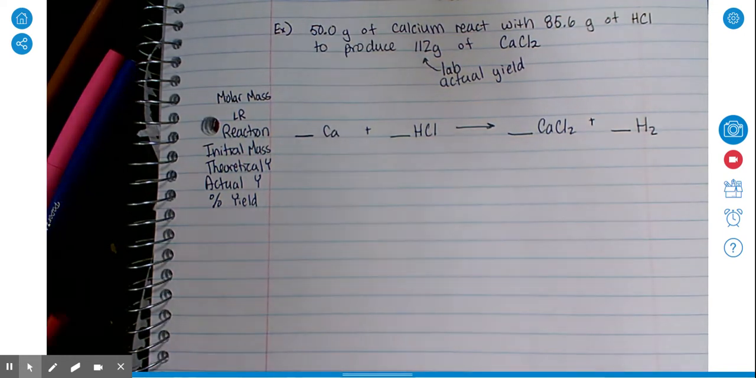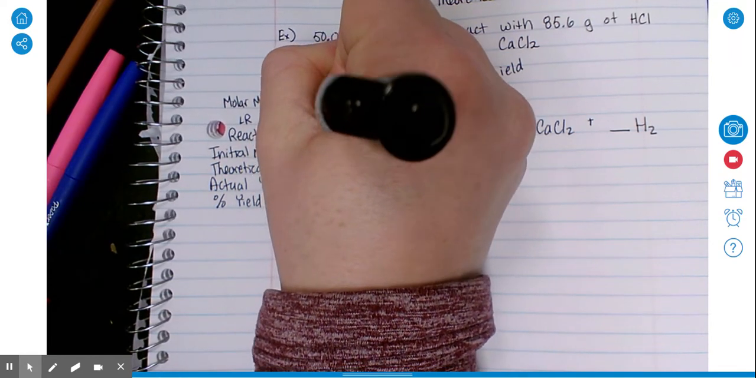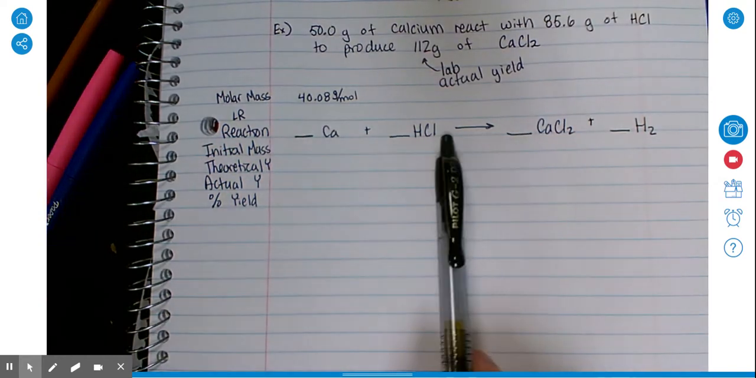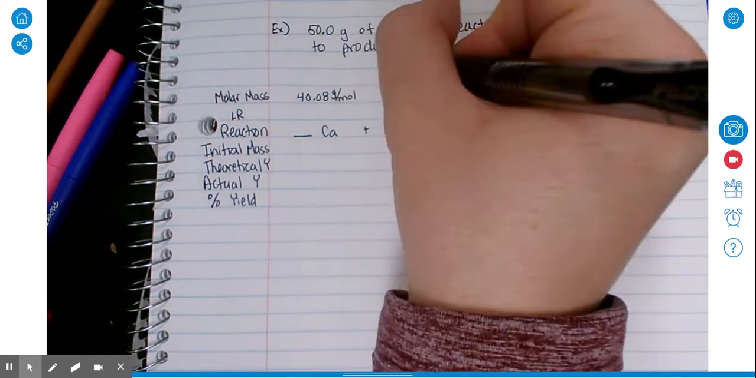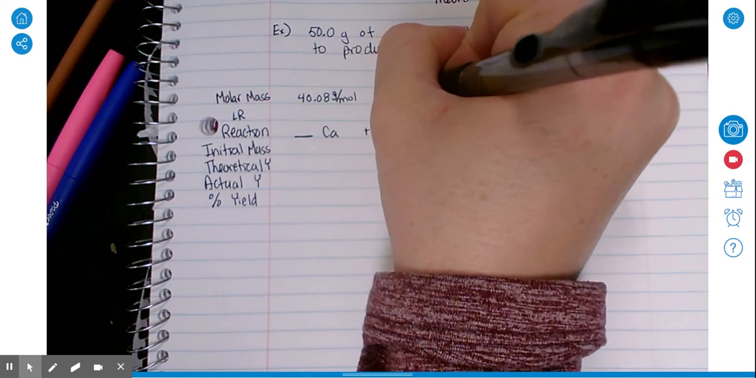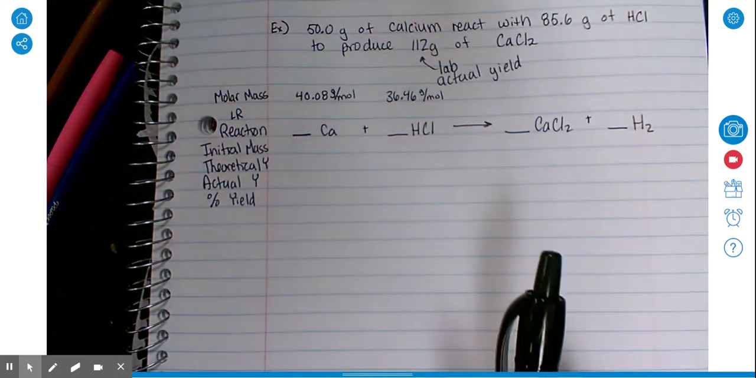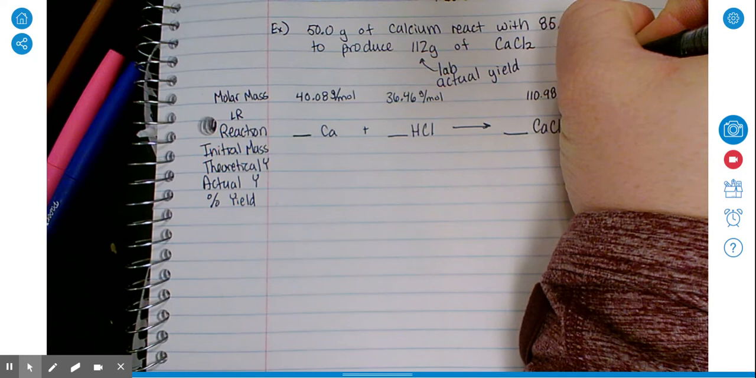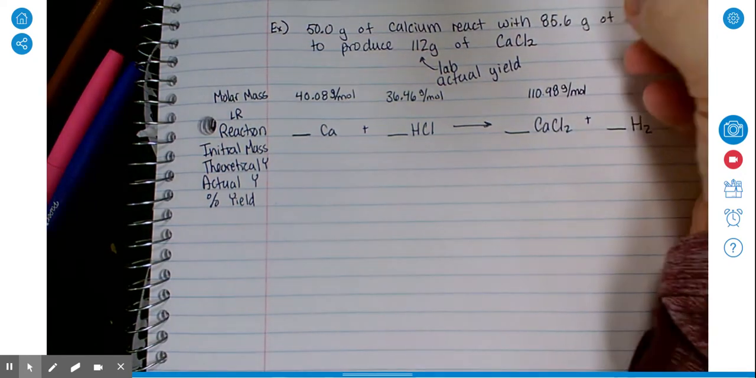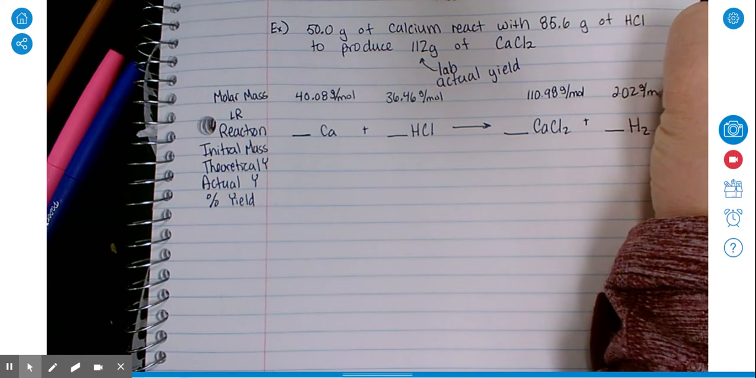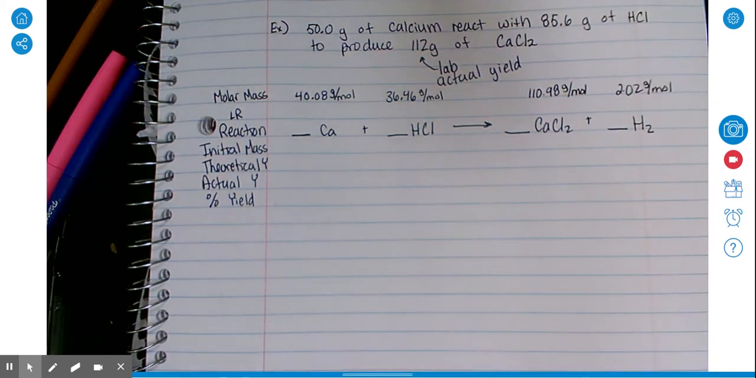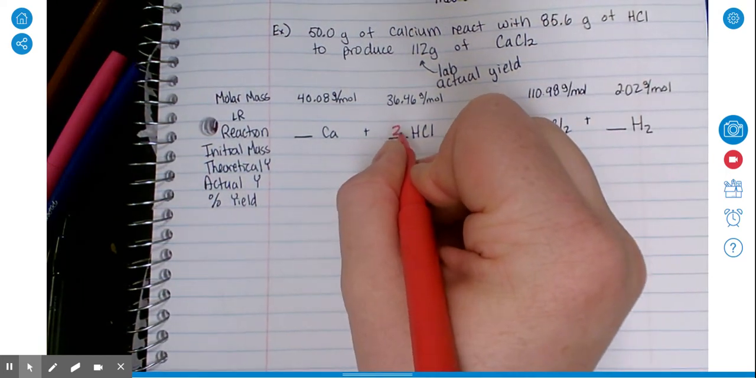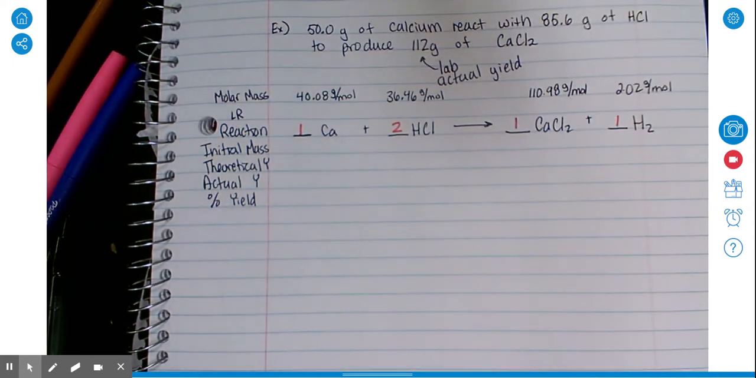Molar mass, calcium is an element, 40.08 grams per mole. I went over in the last video a review of how to calculate this. HCl, molar mass of hydrogen plus chlorine, 36.46 grams per mole. Calcium chloride is 110.98 grams per mole. And hydrogen, 2.02 grams per mole. Balance the chemical reaction. Well, I've got 2 chlorines and 2 hydrogens, so if I throw a 2 out front, everything else is just going to be a 1.